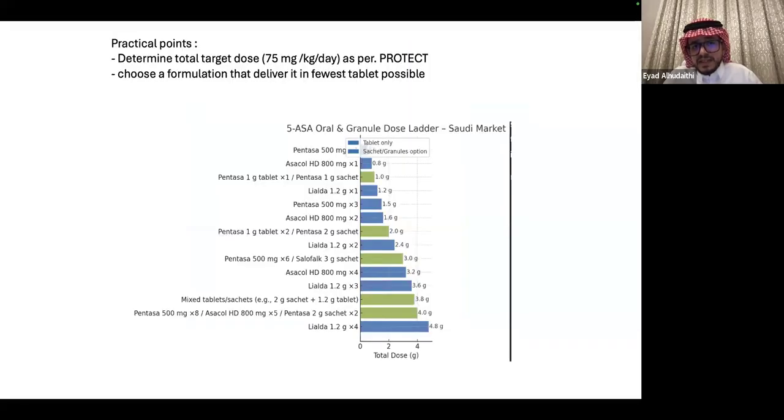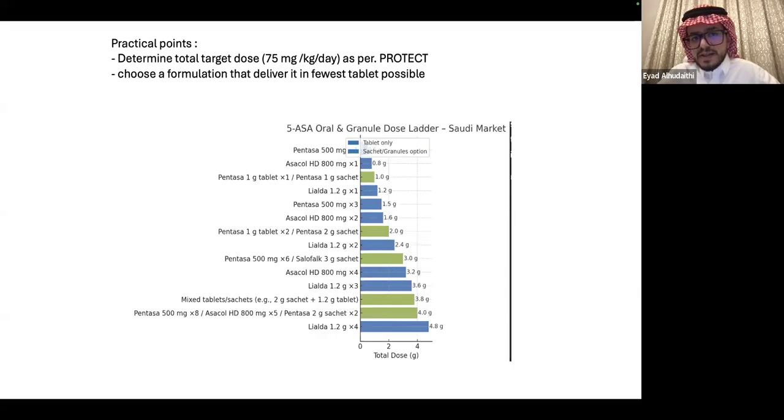But what I find important in practice is to determine the total target dose. And this is the dose that has been studied in the biggest 5-ASA population. It was PROTECT, and they found that using 75 milligram per kg per day.